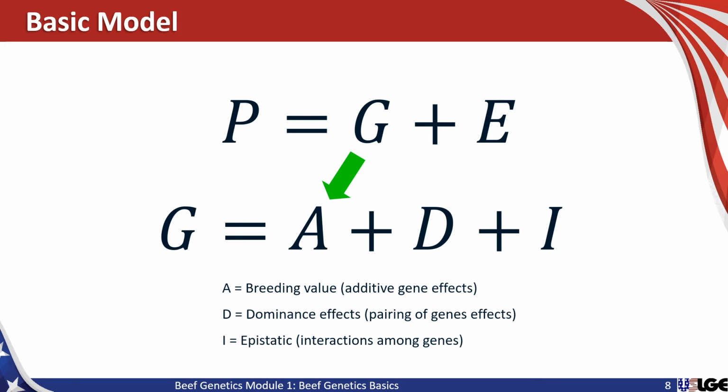We can further partition, if we choose, the genetic effects into three components: the additive genetic effects, or the things that we use EPDs, or expected progeny differences, to predict or model; the dominance effects, which are the pairing of gene effects; and epistatic effects, or the interactions among genes. At the end of the day, the expected progeny differences that we report reflect a complement of the genetic effects and the interactions amongst genes that an individual animal has. We don't typically model the D and I components separately in our genetic evaluation systems. We focus on additive effects.